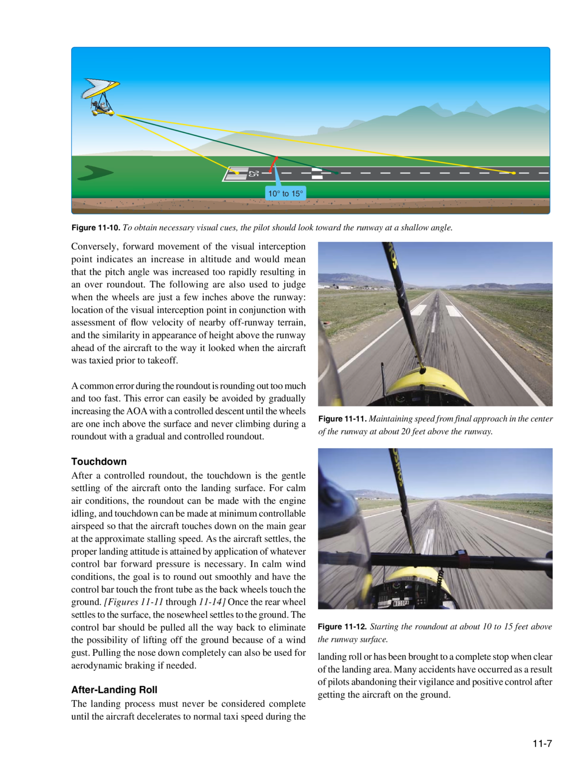Once the rear wheel settles to the surface, the nose wheel settles to the ground. The control bar should be pulled all the way back to eliminate the possibility of lifting off the ground because of a wind gust. Pulling the nose down completely can also be used for aerodynamic braking if needed. After landing roll, the landing process must never be considered complete until the aircraft decelerates to normal taxi speed during the landing roll or has been brought to a complete stop when clear of the landing area. Many accidents have occurred as a result of pilots abandoning their vigilance and positive control after getting the aircraft on the ground.